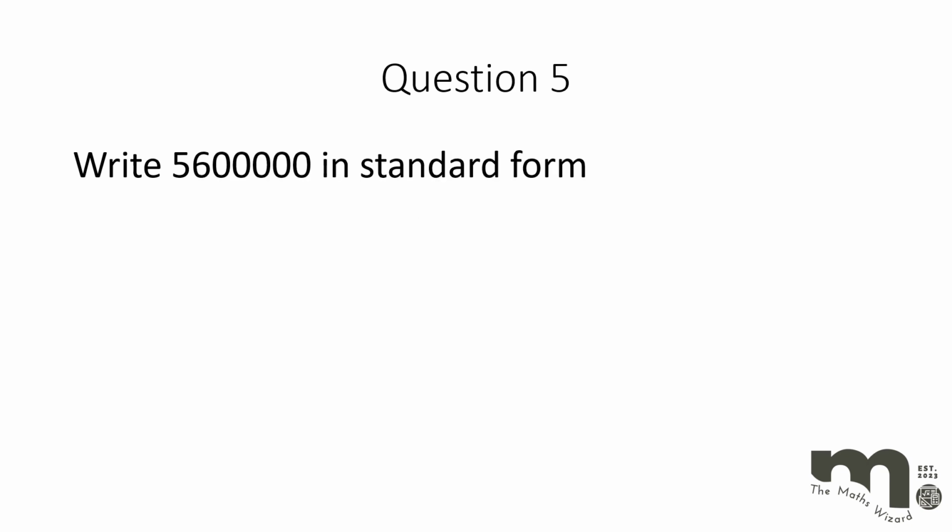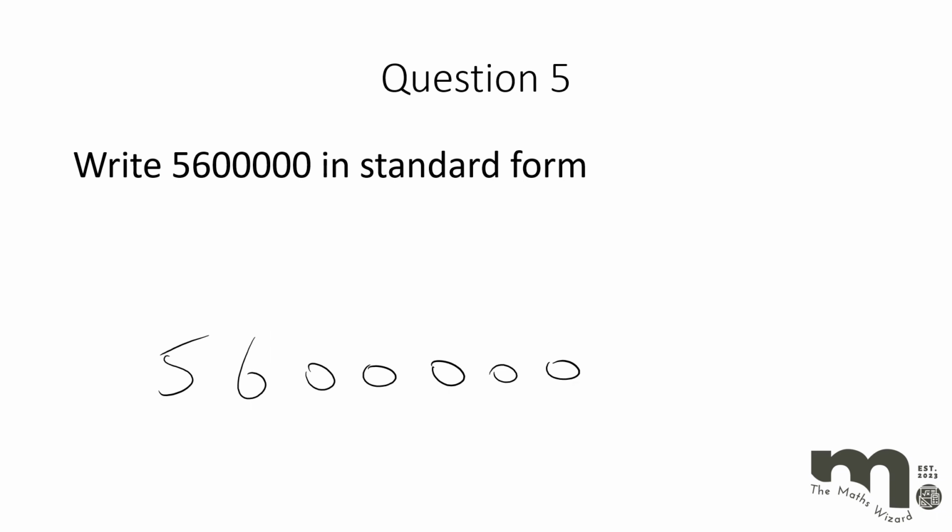Okay, so now we're going to have a look at doing this the other way. So we're going from an ordinary number to standard form now. So pause your video, have a go first. Okay, so we've got this number here. 5,600,000. So if we have a look at our digits, well, we've got this 5 and 6 here. Everything else is a 0.